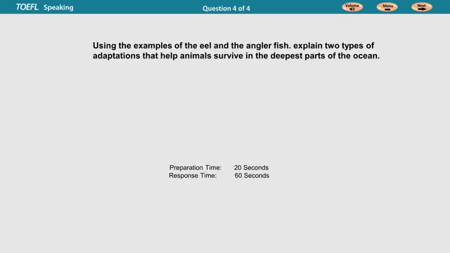Using the examples of the eel and the anglerfish, explain two types of adaptations that help animals survive in the deepest parts of the ocean. Begin to prepare your response after the beep. Begin speaking after the beep.